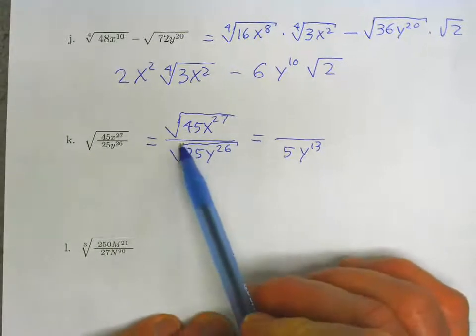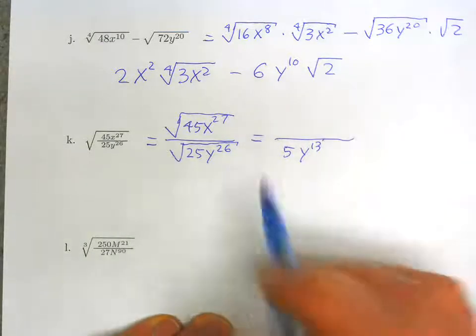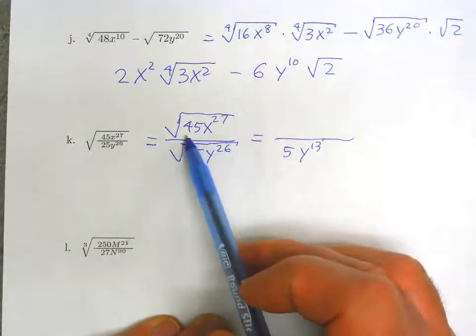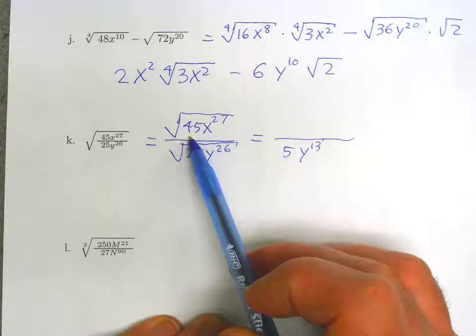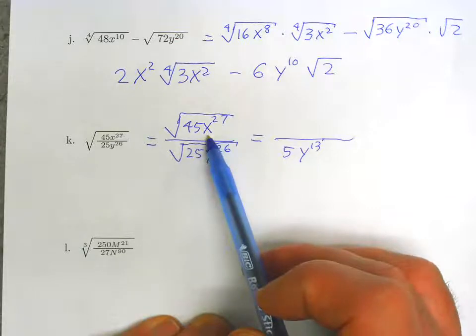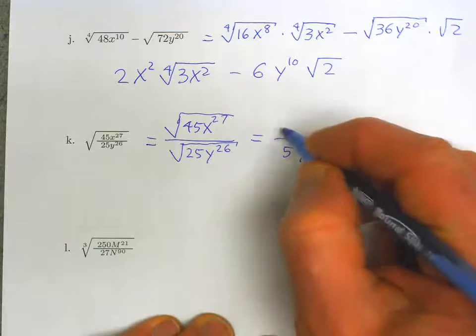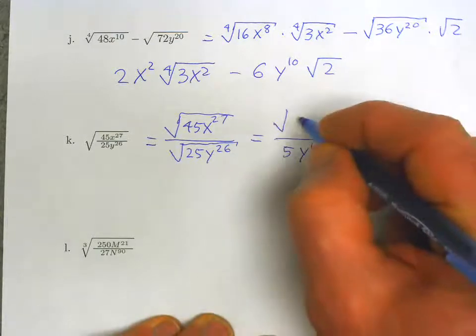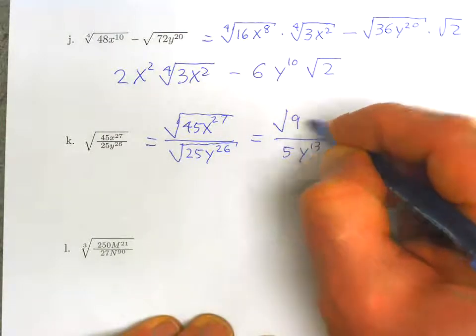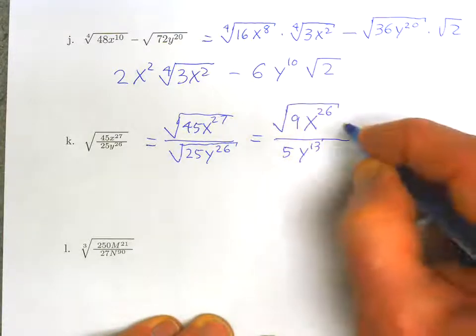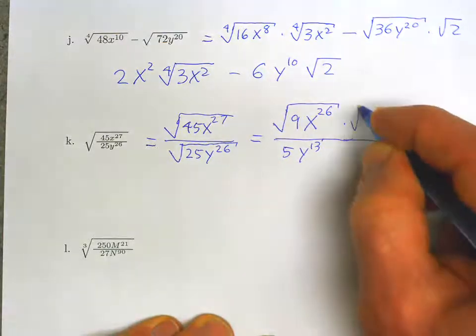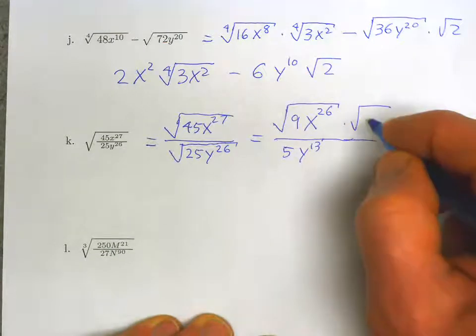And then in the numerator, we have some work to do. The square root of 45, the largest factor of 45 that's a perfect square is 9. 9 times 5 is 45. The largest factor of x to the 27th that's a perfect square is x to the 26th. So we'll rewrite the numerator as the square root of 9x to the 26th multiplied by the square root of the remaining factors, 5x.